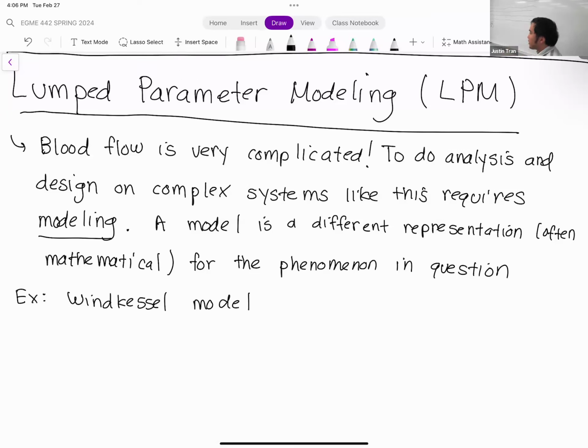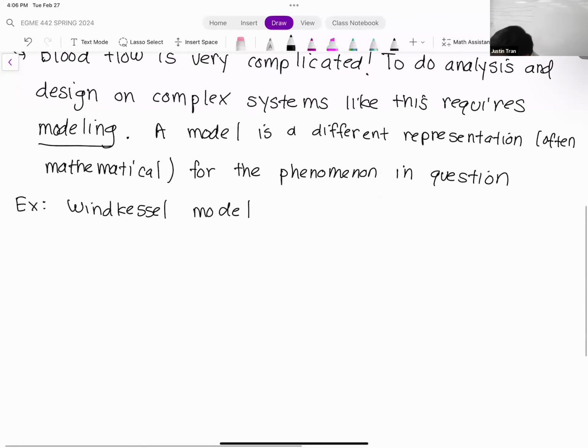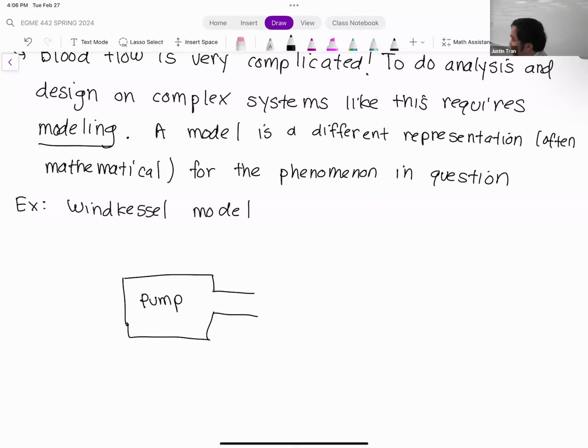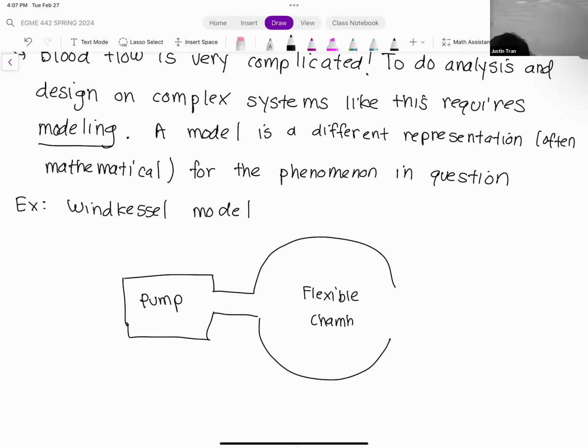When we were talking about pressure waveforms and flow waveforms in the cardiovascular system, we discussed the Windkessel model, right? And just to refresh your memory, the Windkessel model was this three-element system where on one hand, we have a pump. We have some kind of compliant, flexible wall chamber. And then at the end, we have these outflow microchannels.